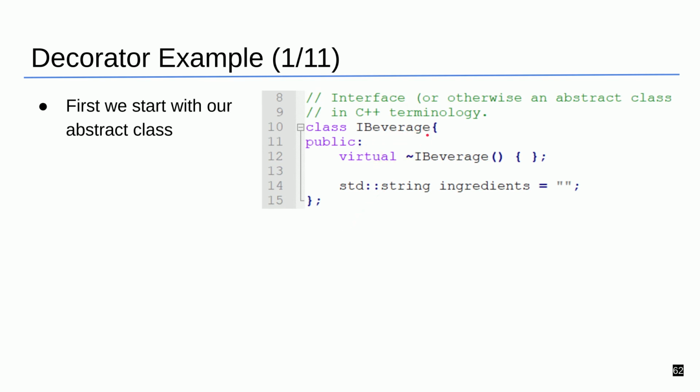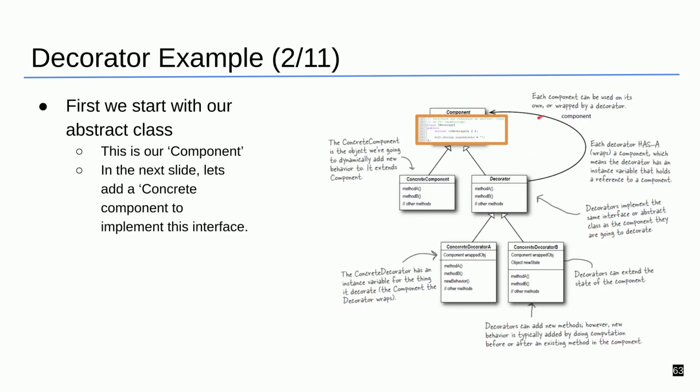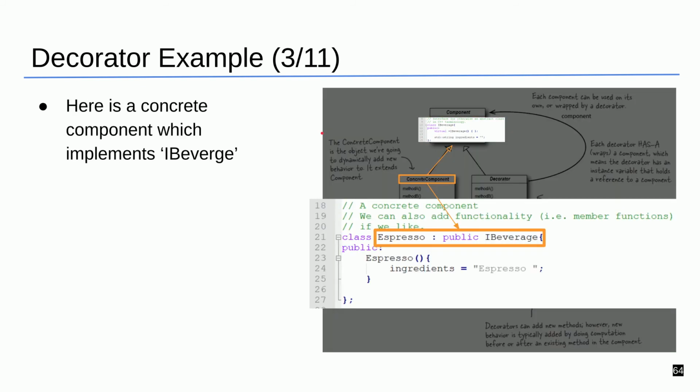Okay, so let's just start off with a regular interface for our beverage here. Again, this is our abstract class, and we have our destructor here, and then let's just say we have this string for ingredients here. This is our abstract class, so everything's a type of beverage. I put the I in front of it just so it's clear that it's sort of the interface. Okay, and then we have our concrete components.